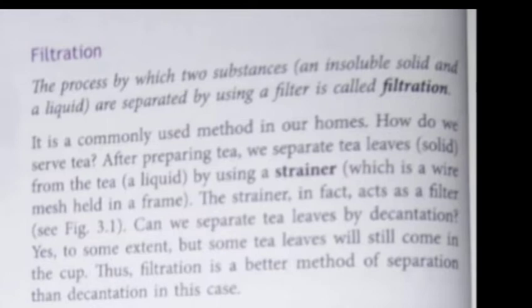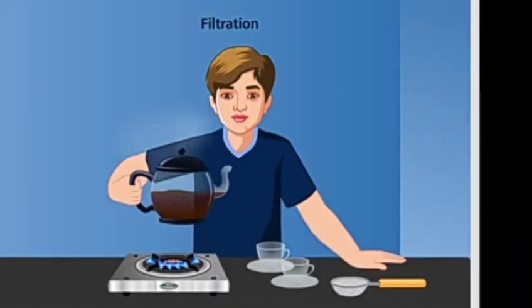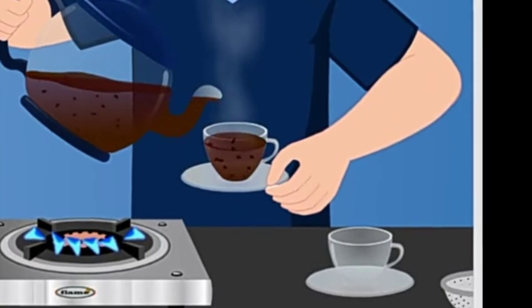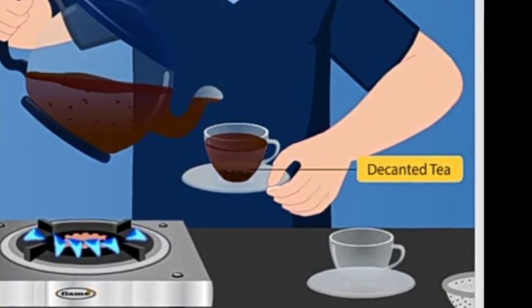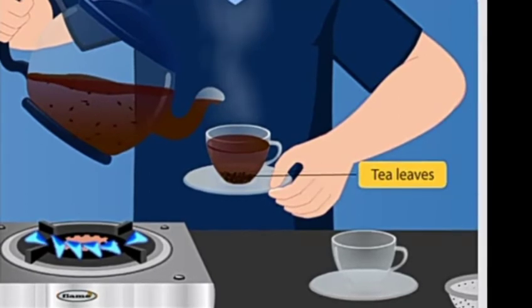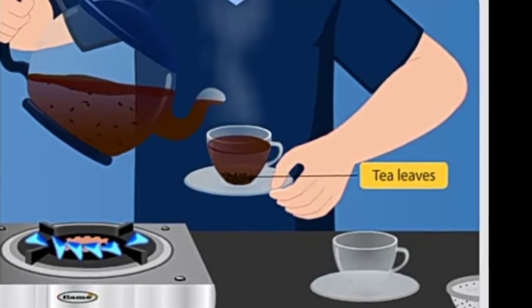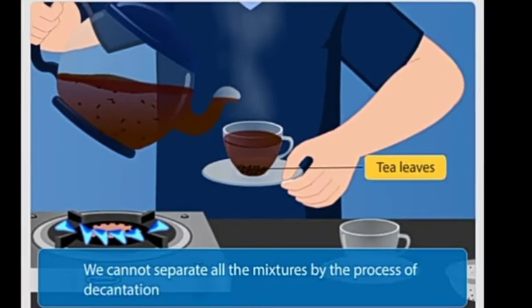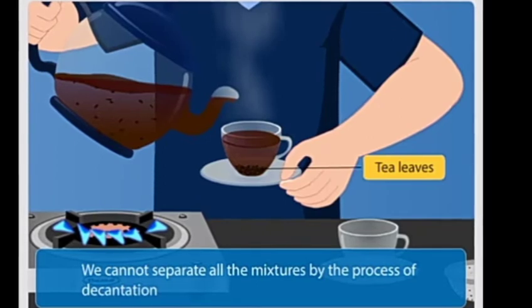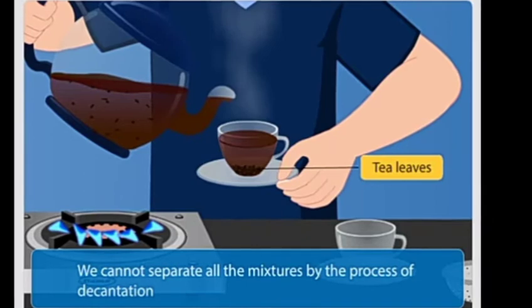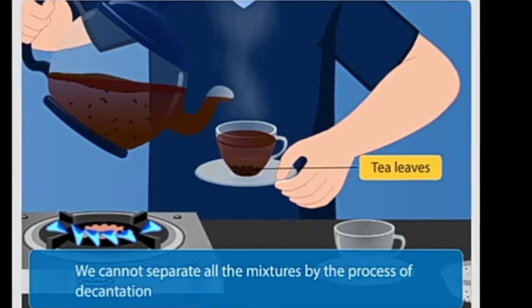Let's understand it with the help of another activity. So here we have freshly prepared tea. We simply decant it. What will we observe? That the decanted tea has tea leaves that are settled at the bottom, but they are not separated out. So we come to the conclusion that we cannot separate all mixtures by the process of decantation. For these kinds of separation, we need filtration.